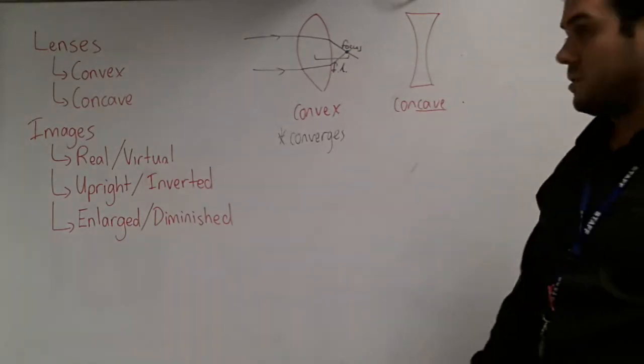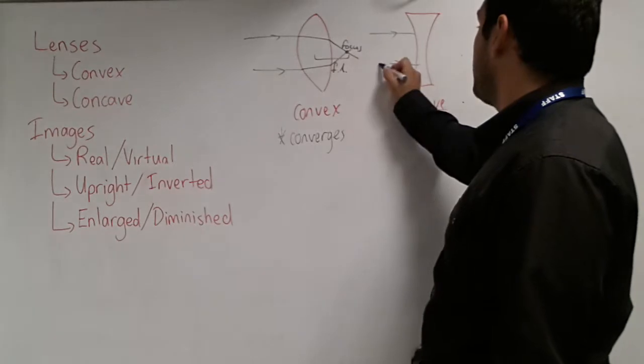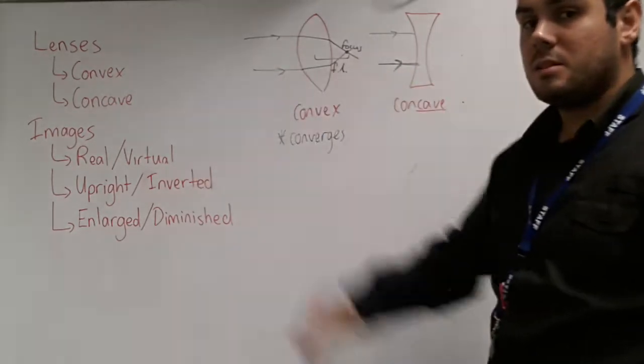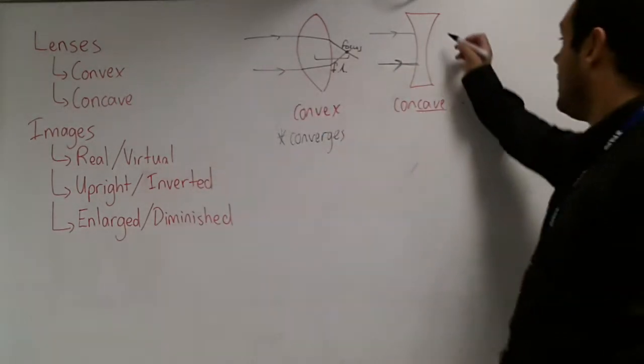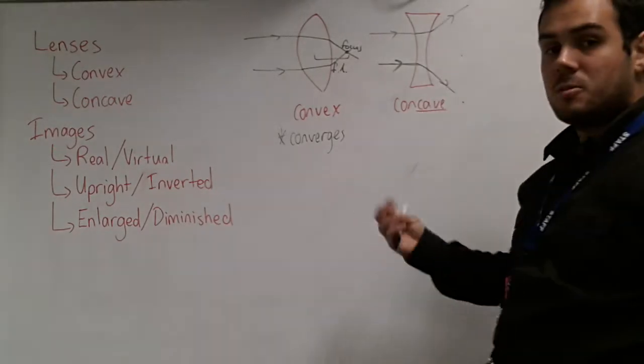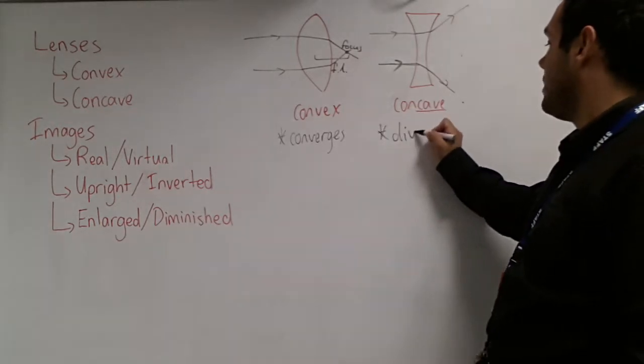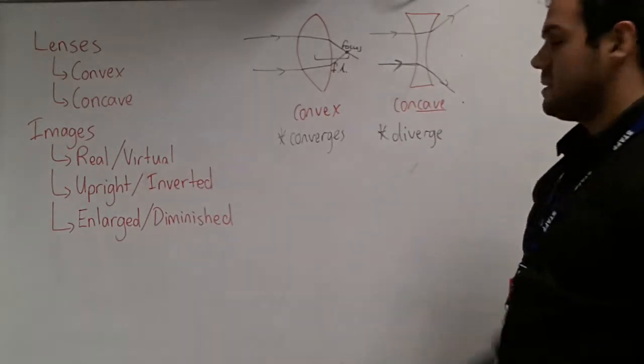What does a concave lens do? Well, if I've got the same light coming in parallel from a long distance, from a faraway object like the sun, for example, then the concave lens is going to spread out the light rays. So a concave lens is going to diverge the light rays.